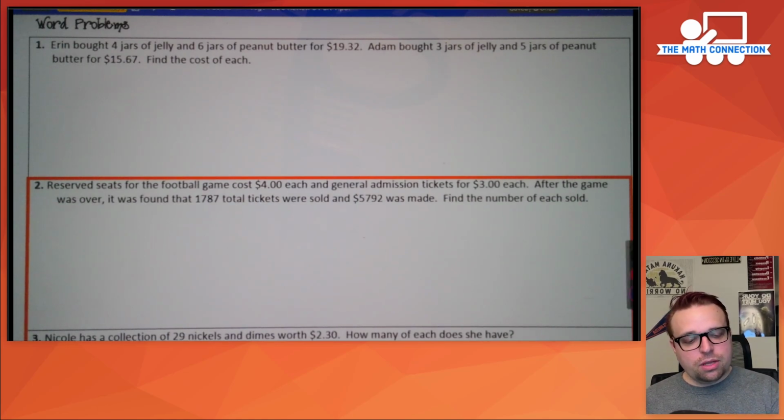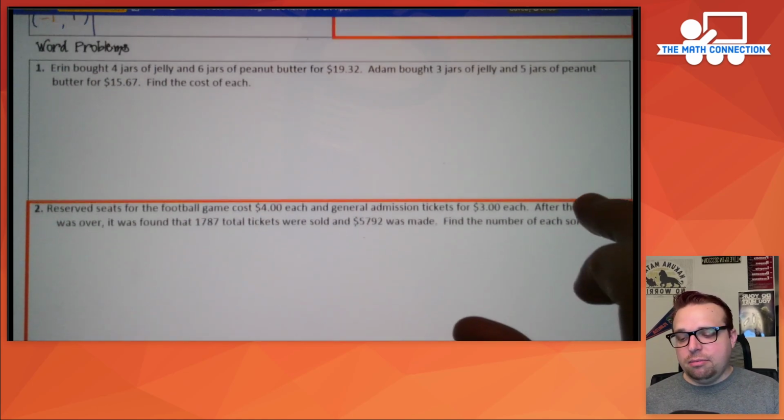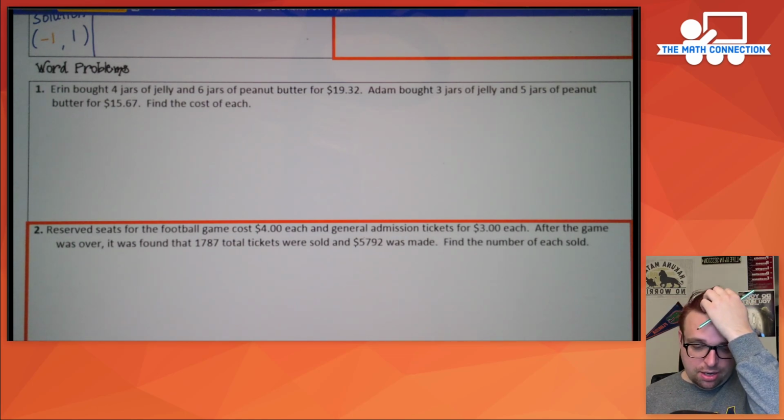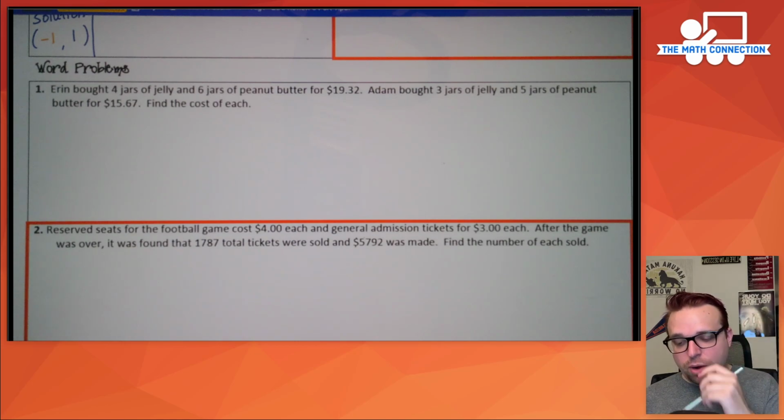So let's do these. Aaron bought 4 jars of jelly and 6 jars of peanut butter for $19.32. Adam bought 3, that's funny, that's me, Adam. Adam bought 3 jars of jelly and 5 jars of peanut butter, $15.67. Find the cost of each. Okay, so what you need to do is you need to decide on some variables, right?